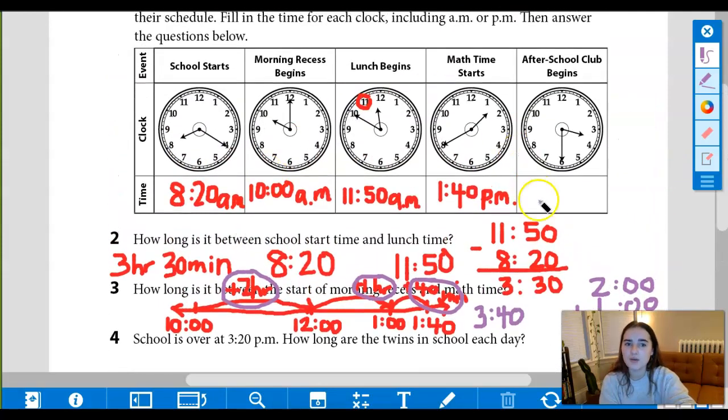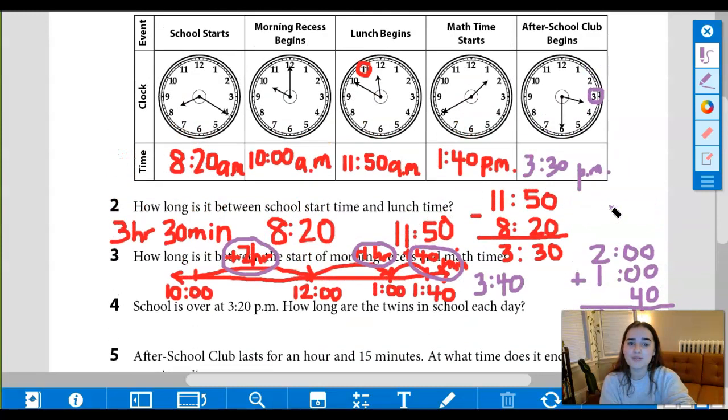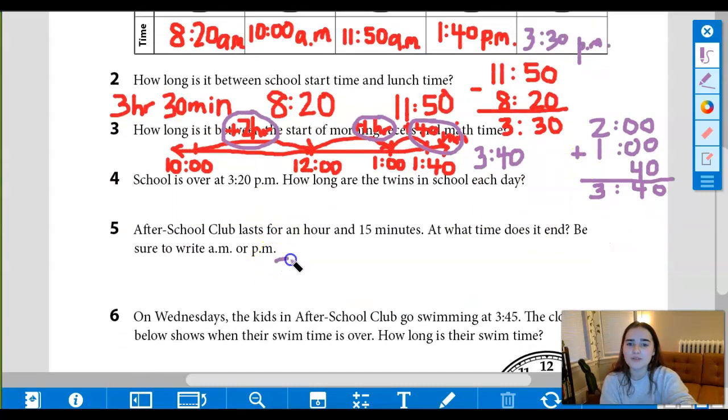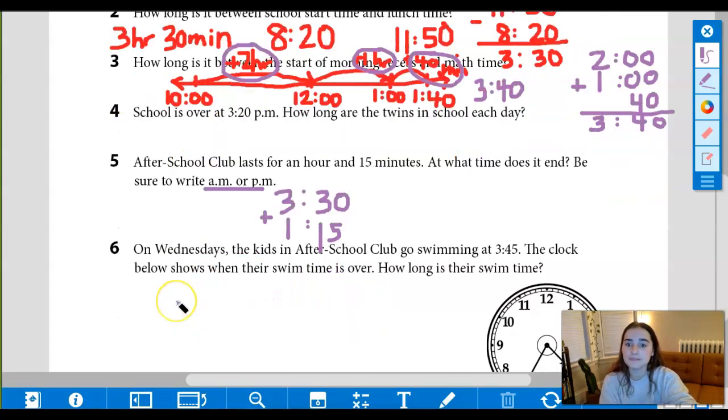So once you figure out what time after school club begins, remember, it has to be 3 o'clock. We know that if it's pointing to the 6, it is 3:30 p.m. It says after school club lasts for an hour and 15 minutes. What is an hour and 15 minutes past 3:30? Make sure you write AM or PM.